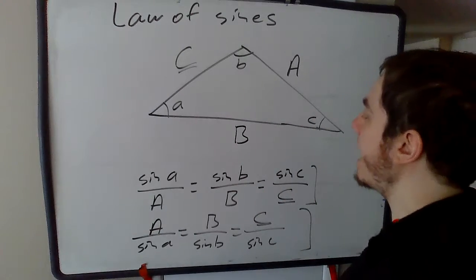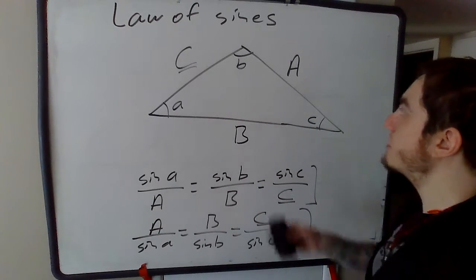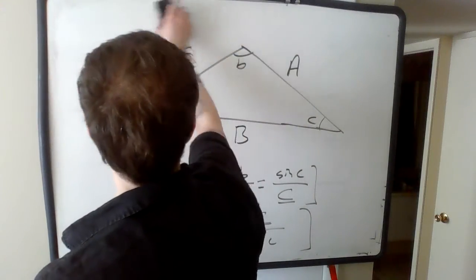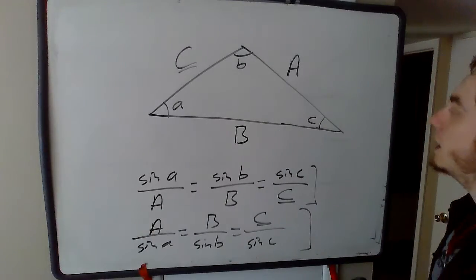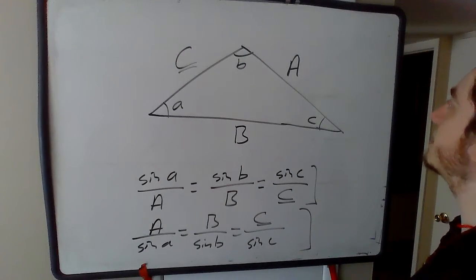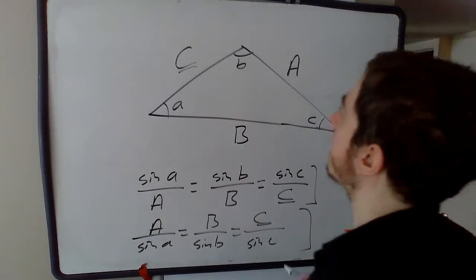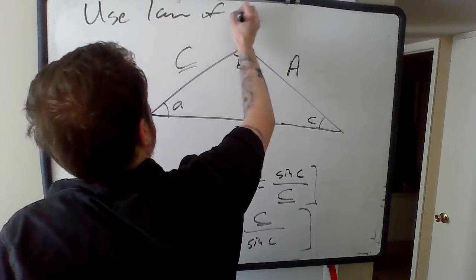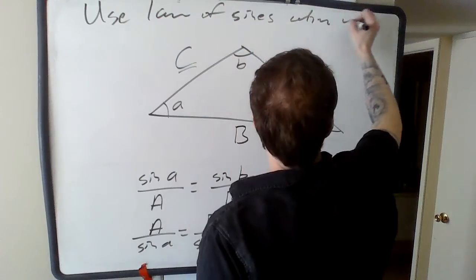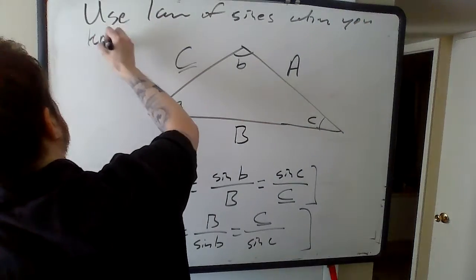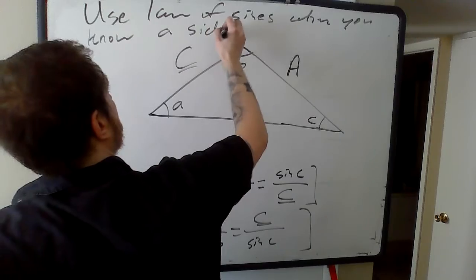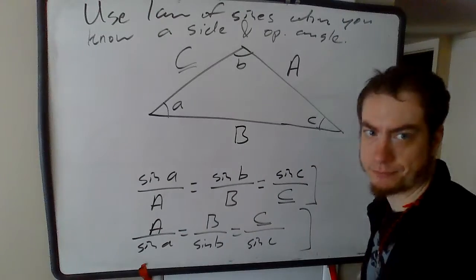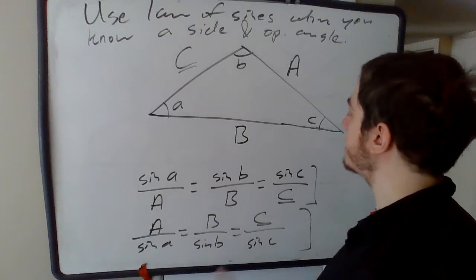Now, when can you use the law of sines? When could you use it to say something about the dimensions of a triangle? Well, the answer to that is you can use this to say something about the dimensions of a triangle whenever you know a side and an opposite angle. So you need to know one side and you need to know an opposite angle.